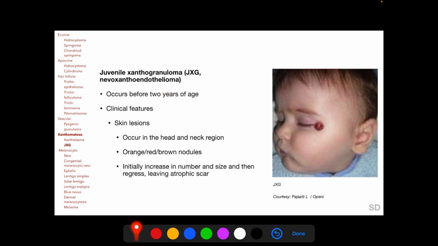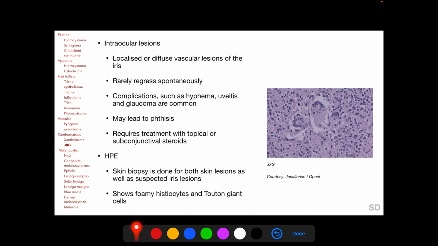Clinical features of JXG include skin lesions and ocular lesions. The skin lesions occur in the head and neck regions, and they appear as orange, red, or brownish nodules. They initially increase in number as well as size and then regress, leaving atrophic scars.